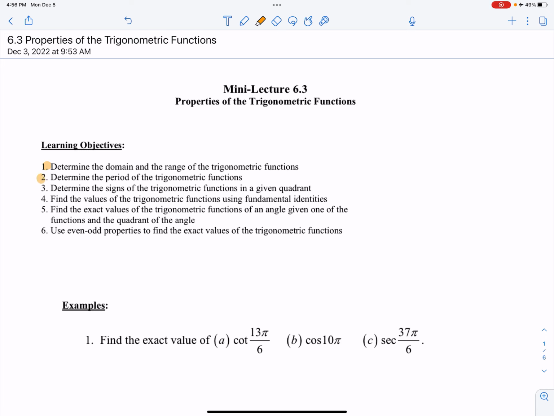trig functions, determine the signs of the trig functions in a given quadrant, find the values of the trig functions using fundamental identities, find the exact values of the trig functions of a given angle, or of an angle given one of the functions and the quadrant, and then use even-odd properties to find exact values of the trig functions.